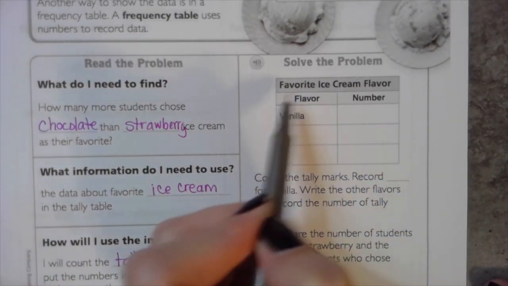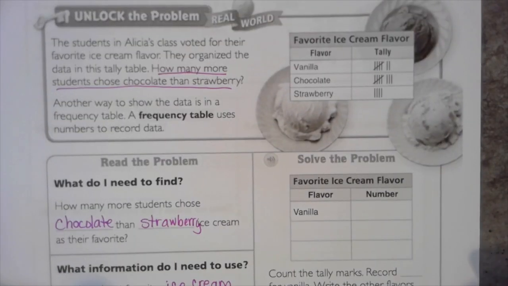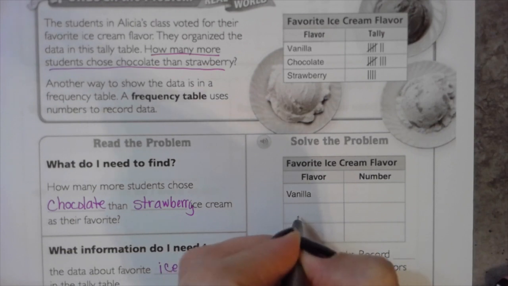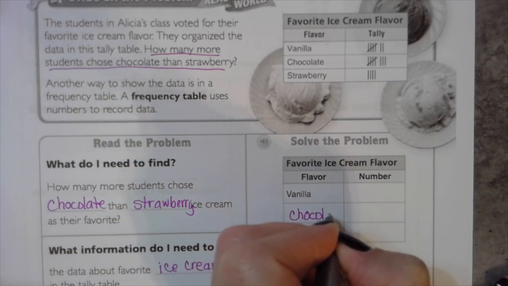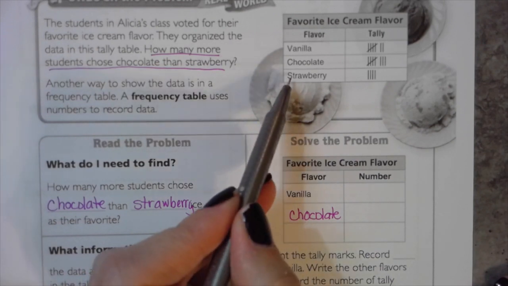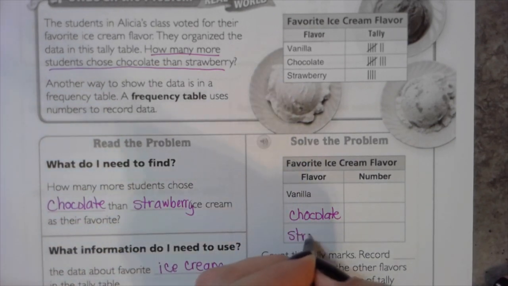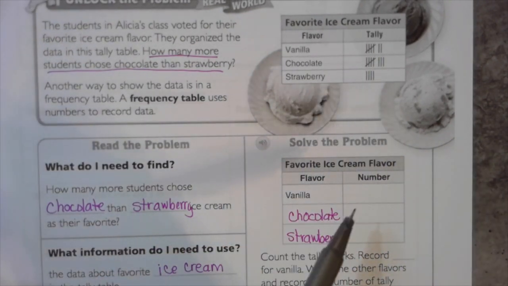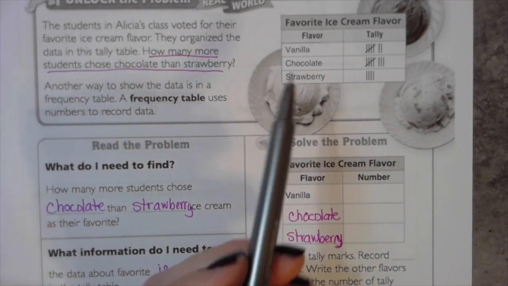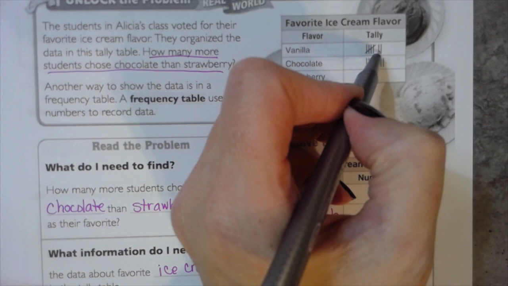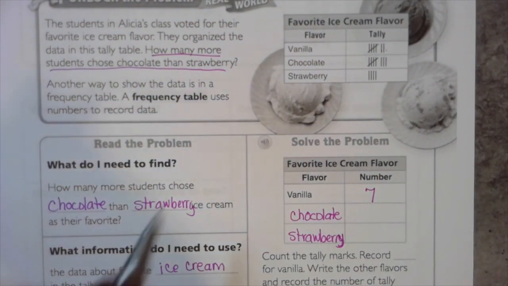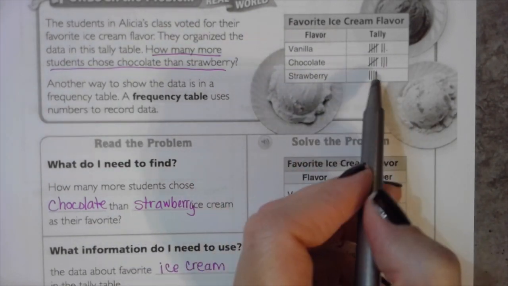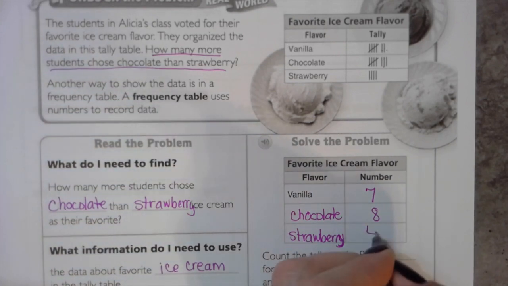Okay, so they've put the title for us. We need to finish writing the labels. So we've got vanilla. What's the next label? Right, chocolate. Okay, and what's the last label? Strawberry. Okay. So now we need to go in and we are going to turn these tally marks into numbers because this is a frequency table. Okay, so I see 5, 6, 7 for vanilla. Chocolate is 5, 6, 7, 8. And then poor strawberry is just 4.